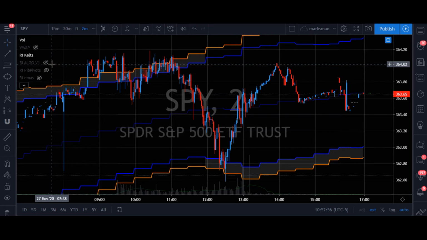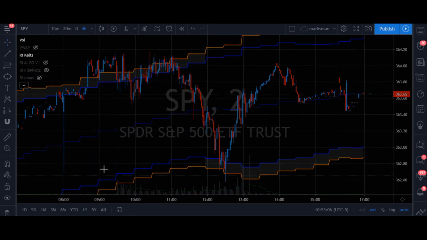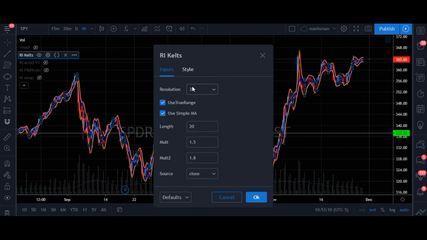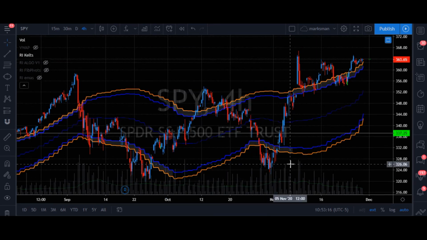Just give yourself some support and resistance levels throughout the day. The other cool thing is to use it on higher time frames. I like to sometimes go into the 4-hour looking for swing trades. So you got your 4-hour. Now what I want to do is you got to go to something higher. So if I'm at 4, I'm going to be looking at daily or weekly Kelts. So really cool right there.